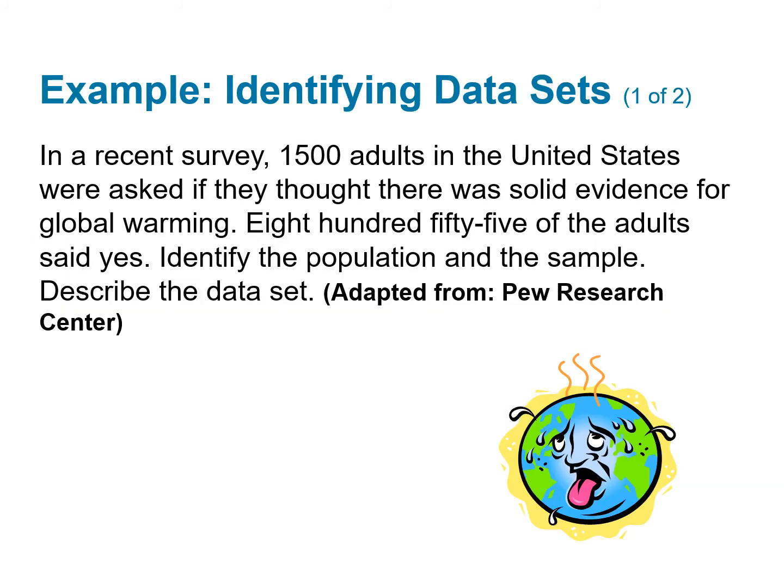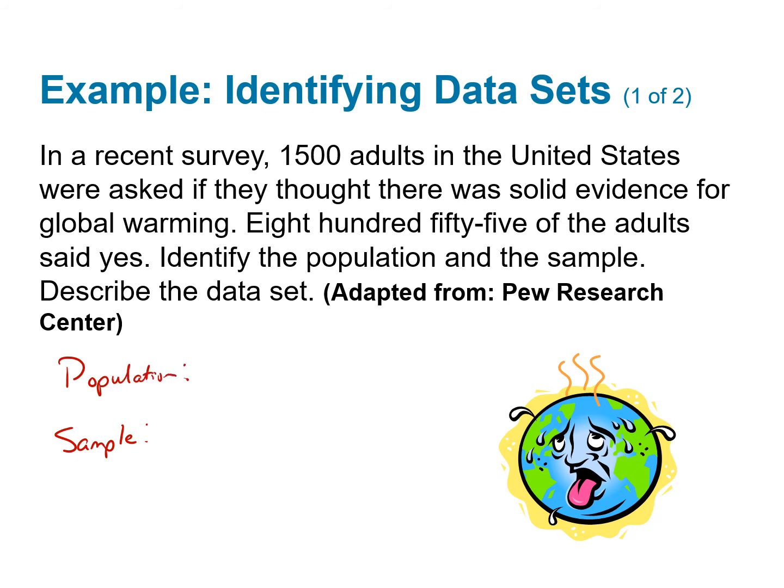So let's look at a data set and see if we can figure out who the population and the sample would be. And then let's talk about the data set a little bit. In a recent survey, 1,500 adults in the United States were asked if they thought there was solid evidence of global warming. 855 of those adults said yes. So who is our population and our sample? A lot of times it's easier to start with the sample. So let's start in this case with the sample, and then we'll see if we can figure out who the population is.